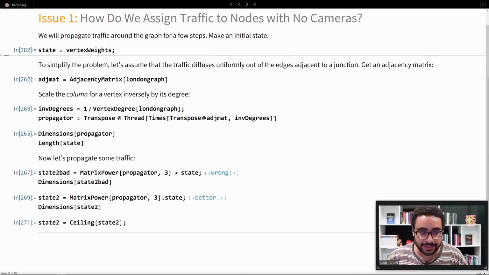To get the adjacency matrix, we want to scale the columns by 1 over the vertex degree of the vertex at the column. So we transpose the matrix to go from rows to columns, we scale each column by 1 over the degree, and then we transpose it again to go back.